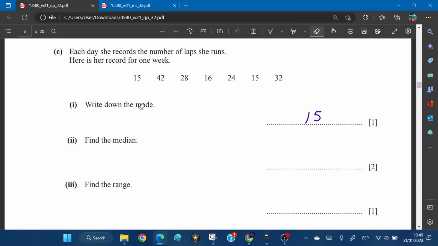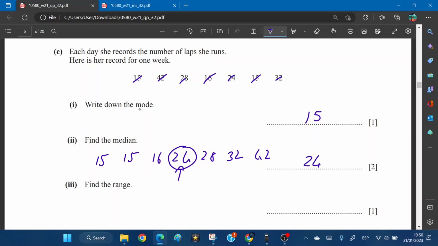We have to arrange them first from the smallest to the biggest. So we take the 15 and that 15, cross them off, so you don't miss any out. What's next? 16. Then we got 24. Then we got 28, then we got 32, then we got 42. Which one is in the middle? That's not difficult to find. You see, 3 on the left, 3 on the right, 24 it is. See, it's 2 marks. You need to show something, not just the answer, right?